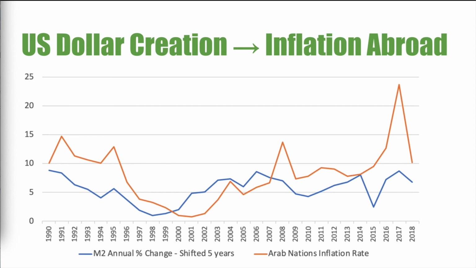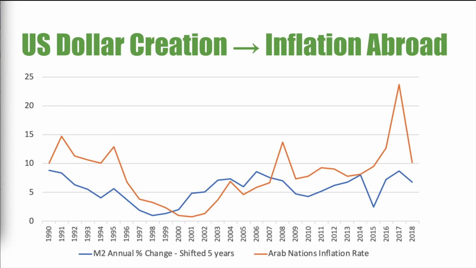So you'll see around 1998, 1999, 2000, that's when money creation in the US starts to pick up the pace and hit 5-8% per annum. That's exactly when Arab nations' inflation rate starts to go up, and then it peaks around 2008, stays high around 8% as the US continues to print heavily, and then takes off again in 2017.